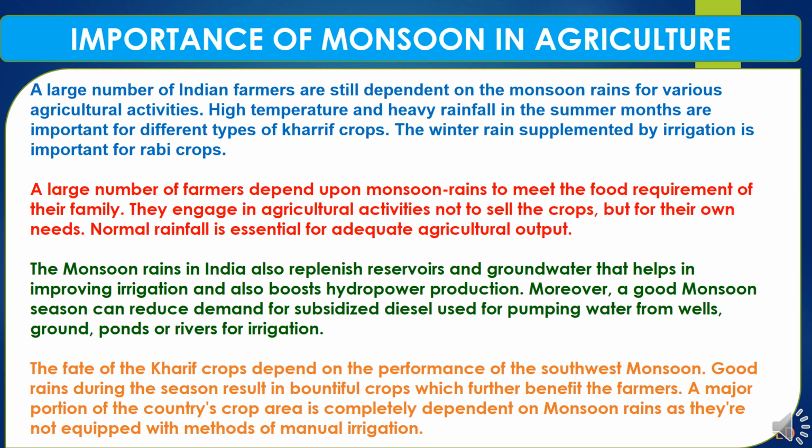Good rains during the season result in bountiful crops which further benefit the farmer and economy. A major portion of the country's crop area is completely dependent on monsoon rain and they are grown as rain-fed crops and are not equipped with methods of manual irrigation. So here we can see how the monsoon is playing a great role in Indian agriculture and improving the economy.